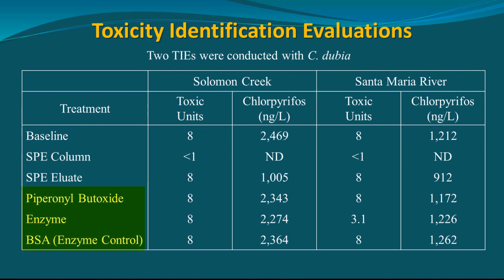These steps here are all designed for pyrethroids. Actually, PBO can also be a TIE step for organophosphates, but we use it a lot for pyrethroids because when you add this chemical, it can increase toxicity. This enzyme is derived from a pig liver, and it breaks down pyrethroid pesticides, so it's another line of evidence for a pyrethroid. Basically, what this came down to, though, is pointing at chlorpyrifos.